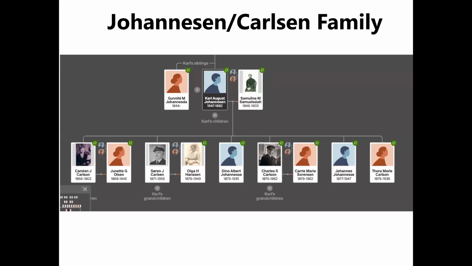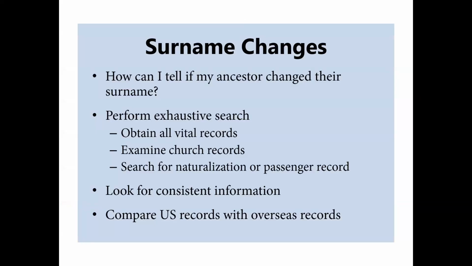So just to touch on this again, I'll be talking about this a lot, but it's performing an exhaustive search. This is so important when we're doing genealogical research, that you really have to get your hands on every record that you can. Whether you're dealing with a surname change in Scandinavia, or a surname change of your immigrant ancestor, trying to push them back, it's key to link them with strong records. So look for those passenger records and naturalization records to see if you can find the home parish of your ancestor, and always look for consistent information. That's the key.